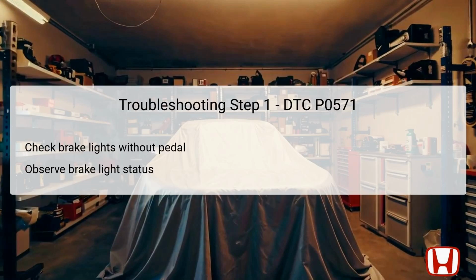The first troubleshooting step for addressing the DTC P0571 involves checking the brake lights without engaging the brake pedal. In this initial step, it is vital to ascertain if the brake lights are unintentionally staying on. By not pressing the brake pedal and observing the brake light behavior, a technician can determine if there is a malfunctioning switch or an electrical issue that needs addressing.